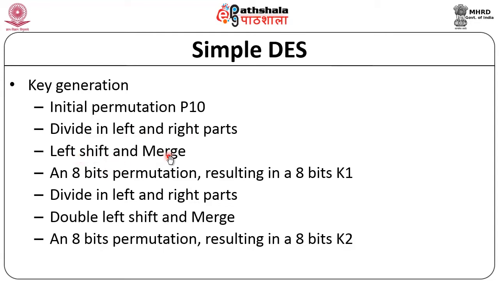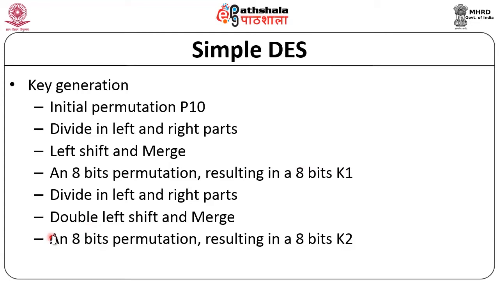Then shift and merge, and during the second round, dividing and also an 8-bit permutation resulting in an 8-bit key, because for 2 rounds we require 2 keys, each of size 8 bits. Why do we need an 8-bit key? Because the input block is only 8 bits in size. So we need to compress this 10-bit key to an 8-bit key so that we can do the encryption process.